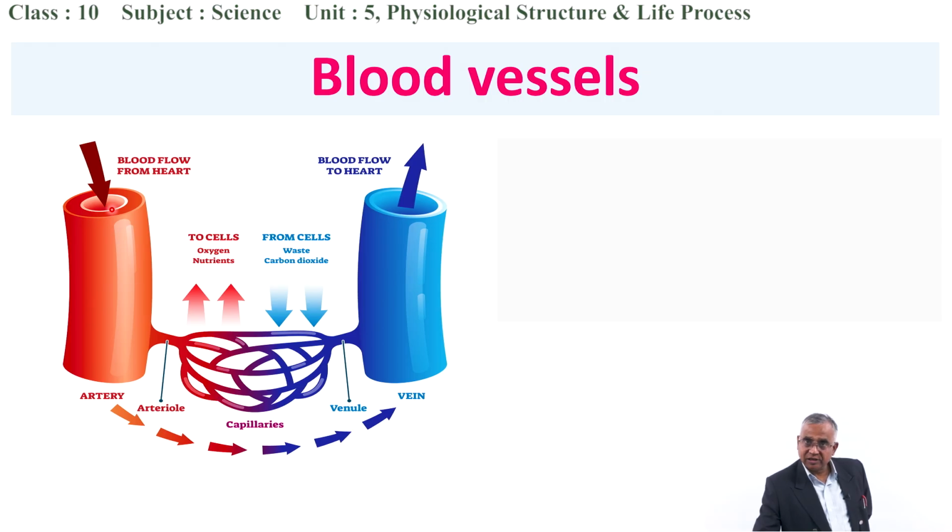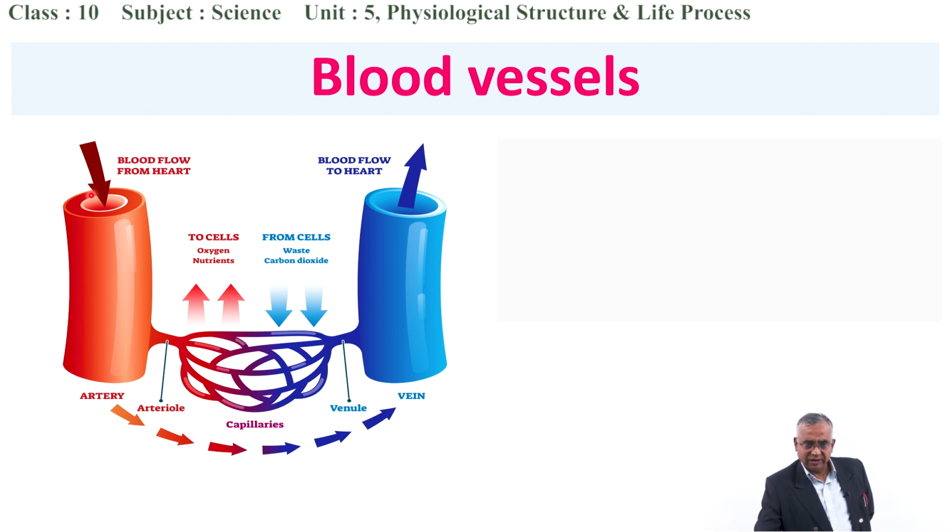There are some blood vessels which carry blood out of the heart. They are arteries. Those which carry blood out from the heart are called arteries. And those which carry blood into the heart, look here, blood flows to the heart, are carried by these blood vessels called veins. So the first characteristic of these blood vessels is that arteries bring blood out of the heart and veins bring blood into the heart. Don't forget it.